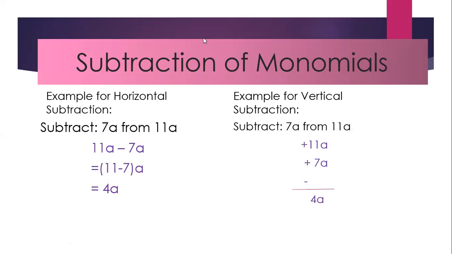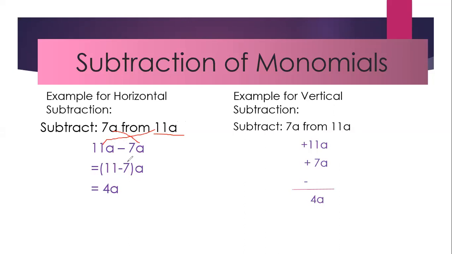7a from 11a. My dear student, just remember the very important point in subtraction. Whatever is written with "from" is going to be written first. ठीक है? From के साथ जो भी लिखा है वो हम पहले लिखेंगे. Okay. For example, subtract 7a from 11a. So 11a minus 7a. The term which is written after "from" will be written first.